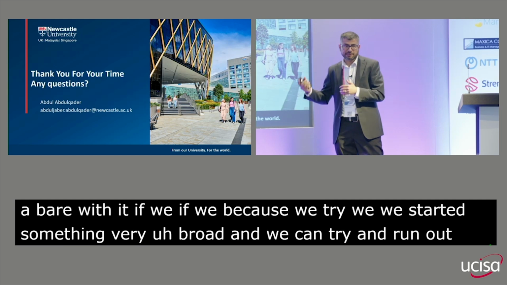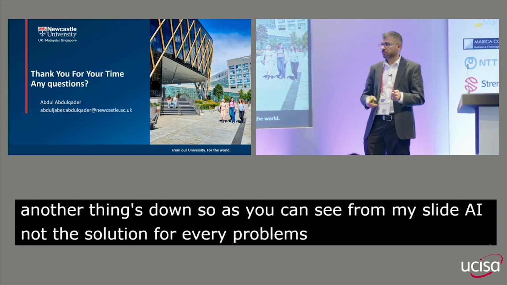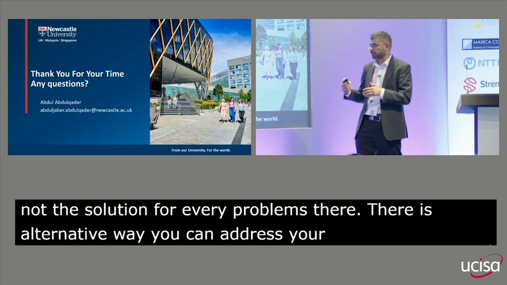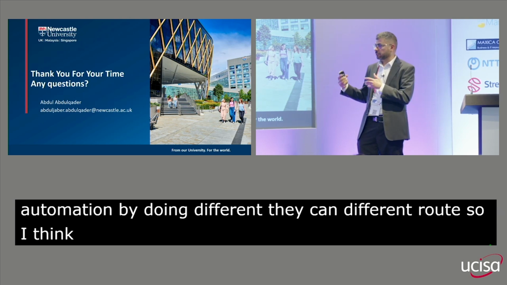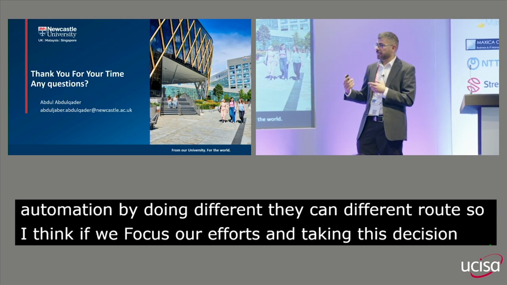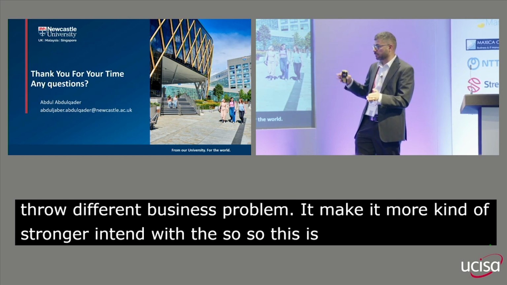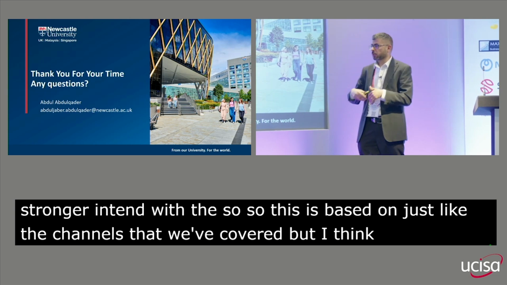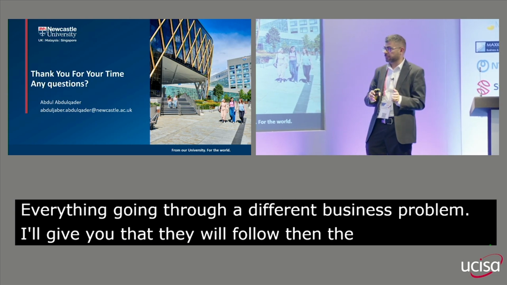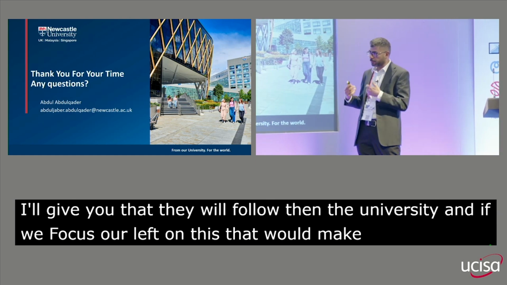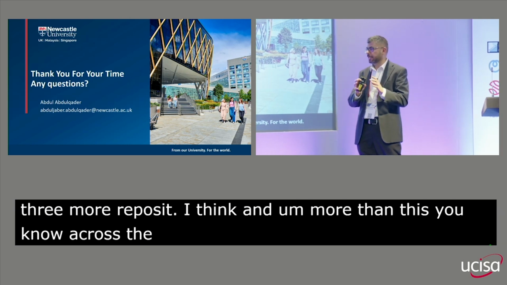As you can see from my slide, AI is not the solution for every problem. There's an alternative way you can address your optimization or automation, by taking different routes. So I think if we focused our effort on taking this decision tree through different business problems, it would make it stronger. This is based on just the channels that we've covered, but I think it would benefit from going through different business problem activities that people follow within the university. If we focus our effort on this, that would make the tree more robust, and more applicable across the whole of the university, rather than one particular team.